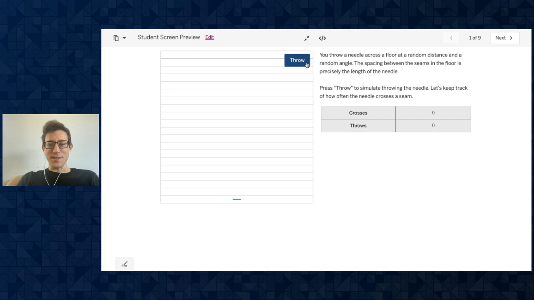So here you're going to toss needles on this first screen. Some of them will cross these lines. The spacing of the lines is the same as the length of the needle. Some of them cross, some of them don't. The ones that cross are highlighted in red, the ones that don't are in blue. And students will look at the ratio between these two.